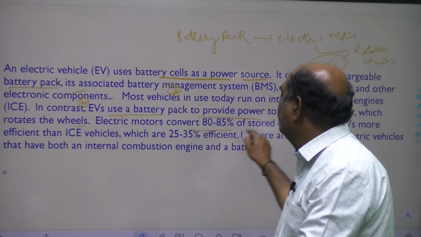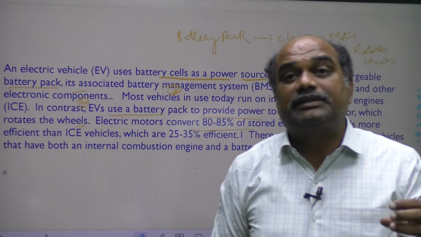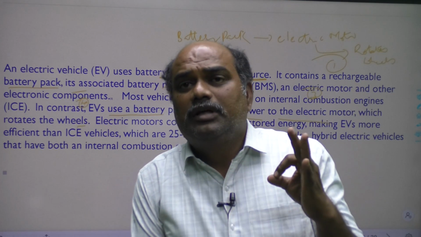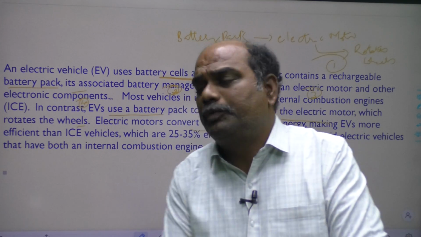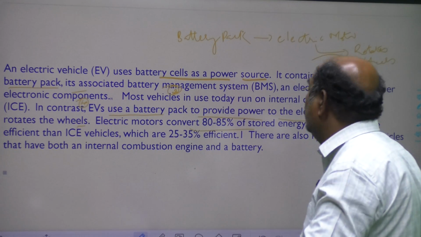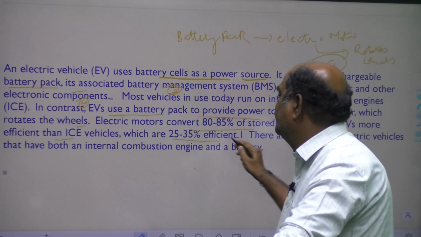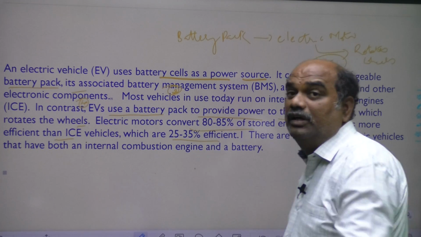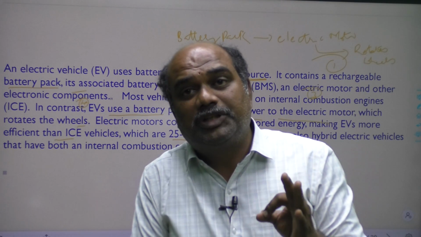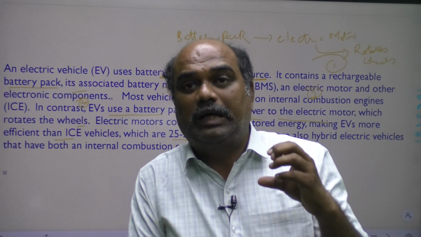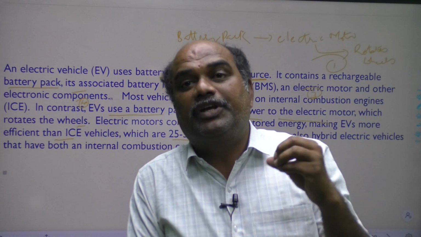Electric motors convert 80 to 85% of the stored energy. That is why they are much more advantageous than regular conventional vehicles. Battery vehicles will provide 80 to 85% of the stored energy, making EVs more efficient than ICE vehicles, which are 25 to 35% efficient. Try to understand, my dear friends: electric vehicles are more power efficient than internal combustion engine vehicles like petrol or diesel vehicles.